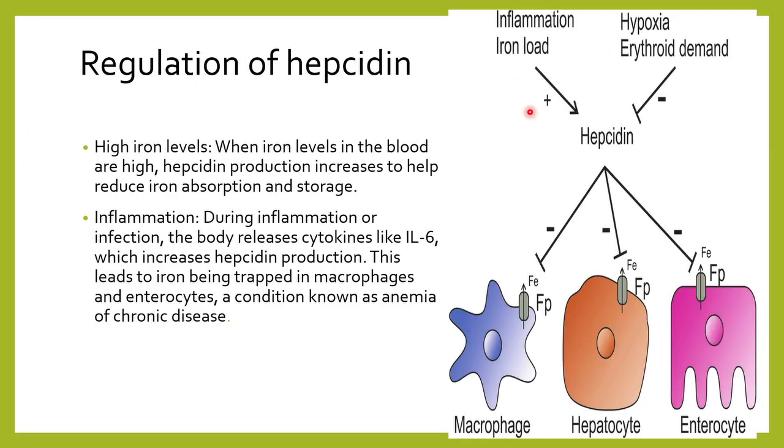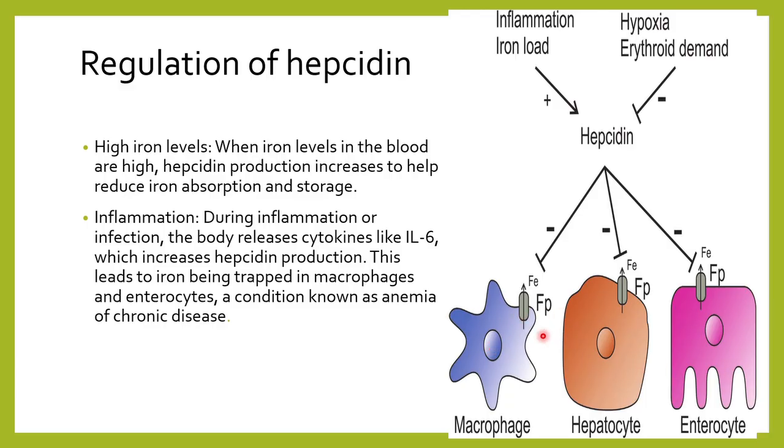So this is hepcidin. I've told you, if there is inflammation or iron overload, etc., hepcidin is stimulated. If there is hypoxia or erythroid demand, the expression of hepcidin is inhibited. Hepcidin acts on the macrophages, hepatocytes, and enterocytes, on the ferroportin. So hepcidin will inhibit this gate. It will inhibit the ferroportin in the macrophages, in the liver, and in the enterocyte.